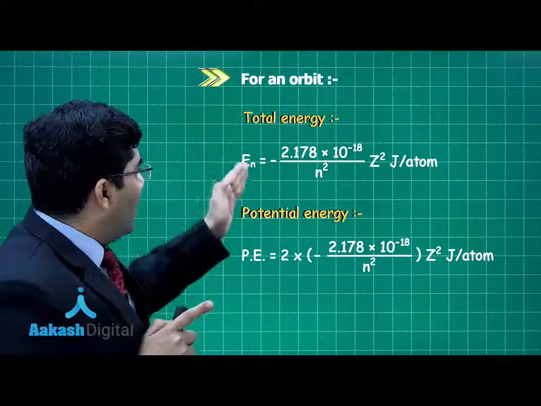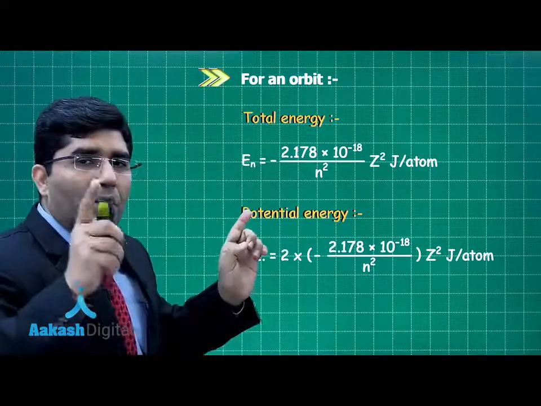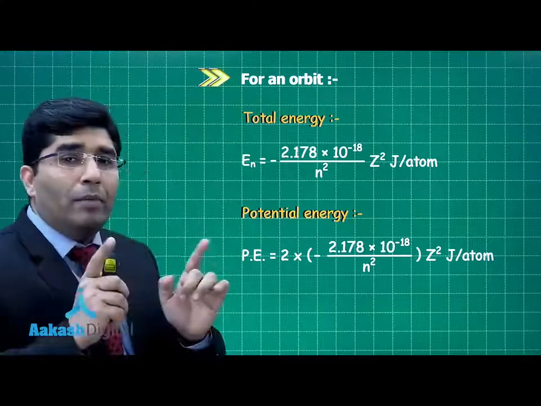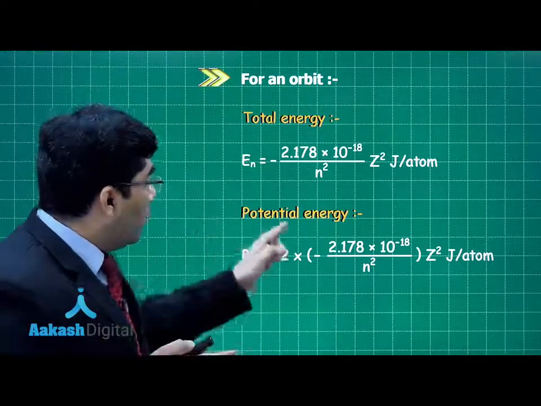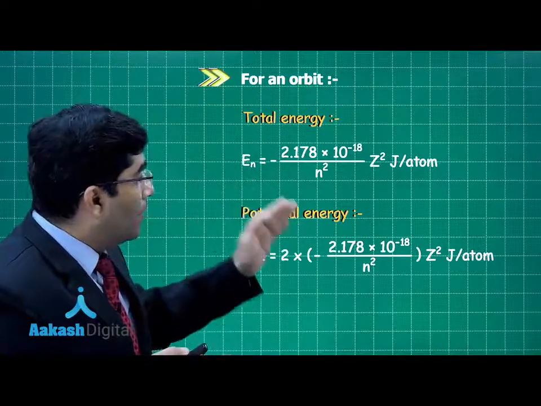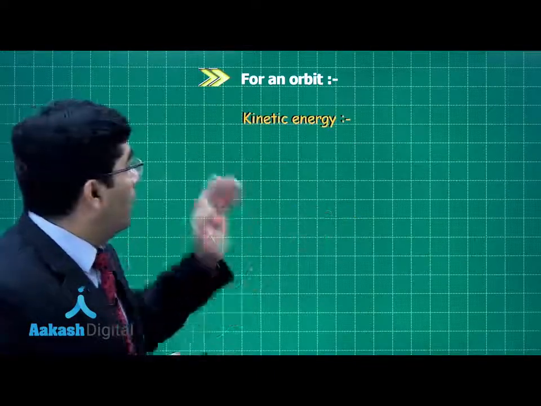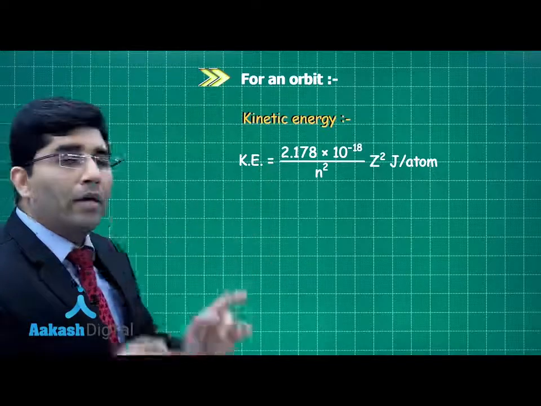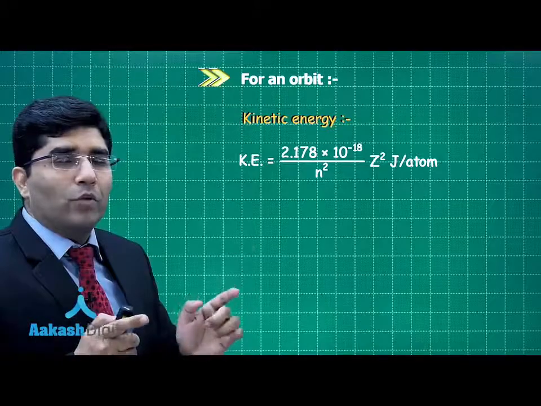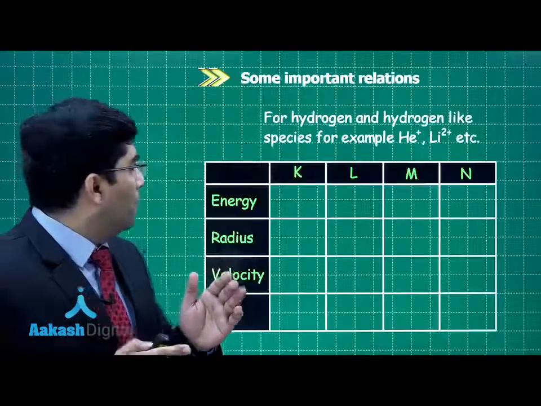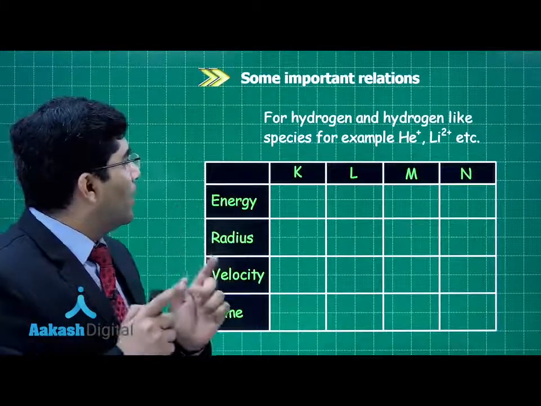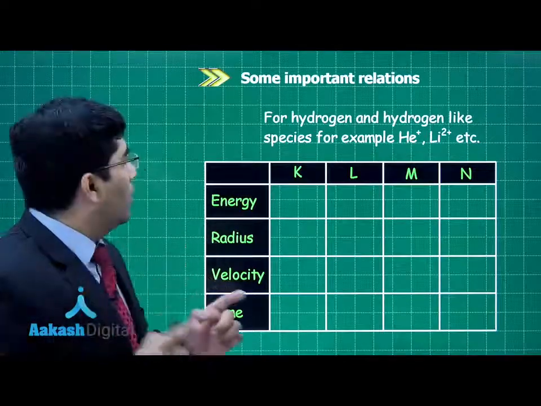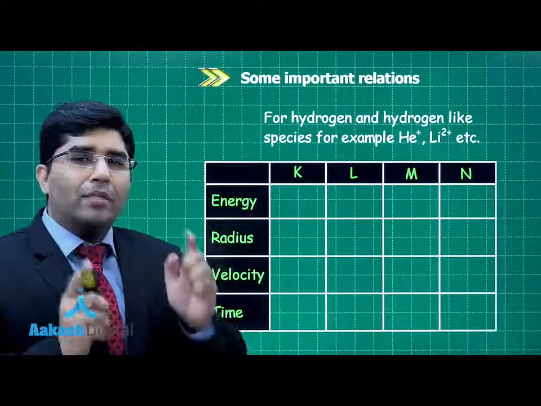So if the energy is −2.178 × 10^-18 × Z²/n², the potential energy will be double of that, that is 2 times this value, and the kinetic energy of the electron will be the positive of the total energy, that is 2.178 × 10^-18 × Z²/n² joule per atom. Now, some important relations I want to discuss with you, and those relations again will be for hydrogen and hydrogen-like species.